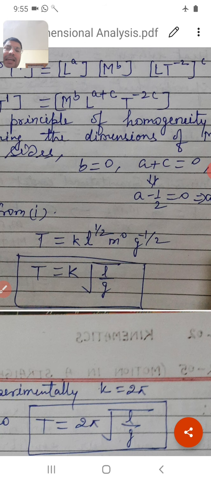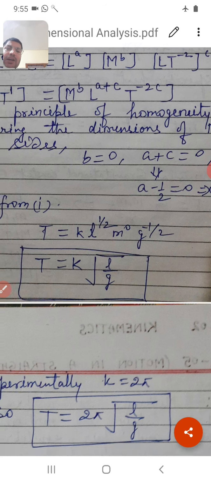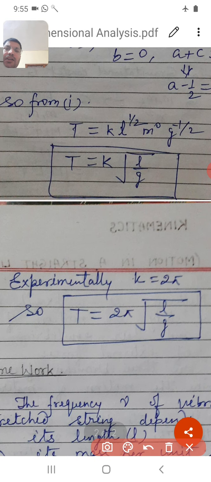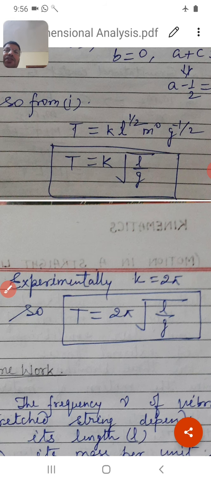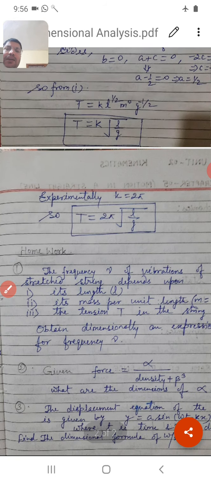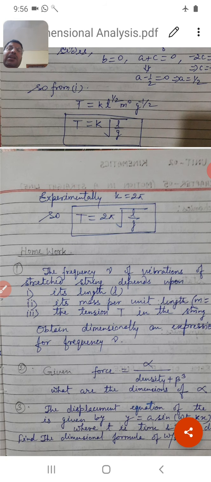So directly this can be written as T is equal to K under root L upon G. This is the expression for time period of simple pendulum. You may write the experimental value of K is equal to 2 pi. Therefore, the final expression will be T is equal to 2 pi under root L by G. So, you have seen how dimensional analysis can be used to establish a relation among various physical quantities.